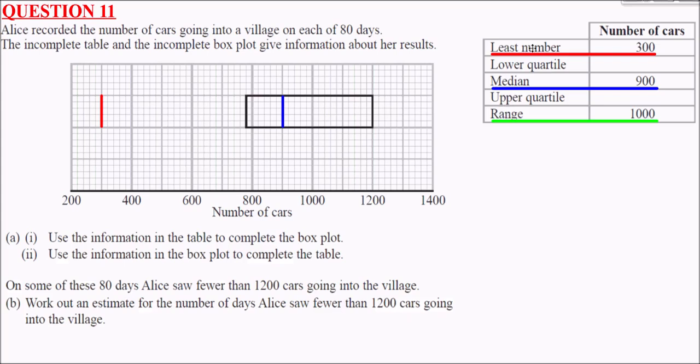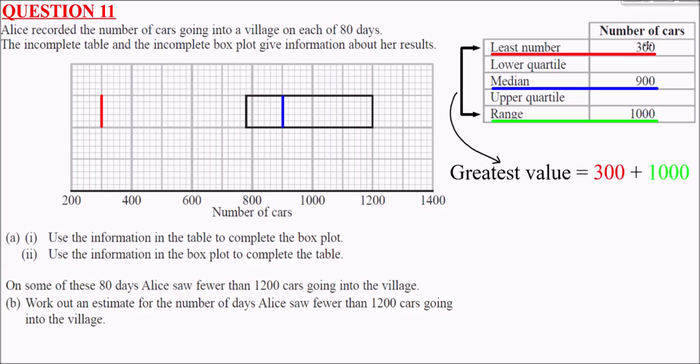However, we do know the least value is 300 and the range is 1000. And knowing that the range is the biggest take the smallest, from these two we can work out what the maximum value must have been. So essentially, if there's a gap of 1000 in between, the greatest value must be 300 plus 1000, which is 1300. So the greatest value is the least plus the range in between it, which gives 1300. And so the final vertical line we need to draw is a vertical line going straight down at 1300.